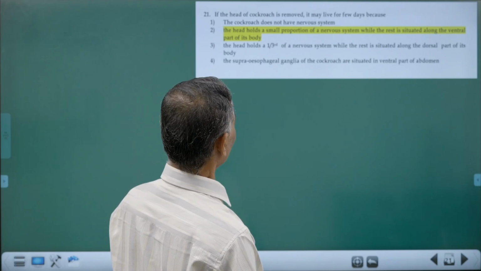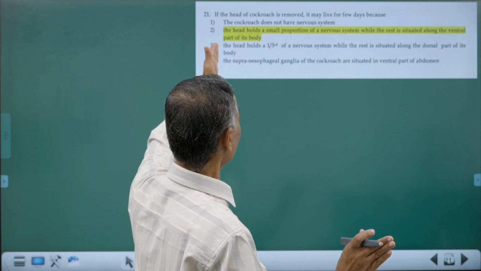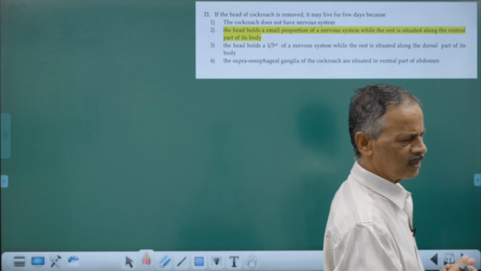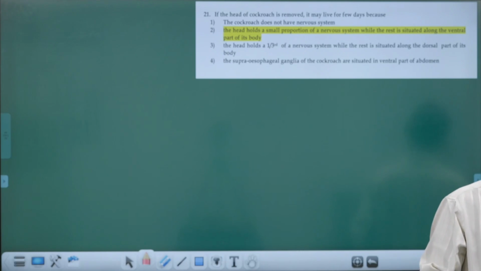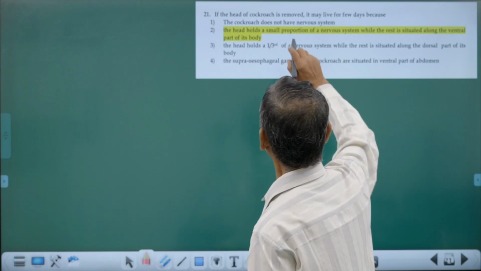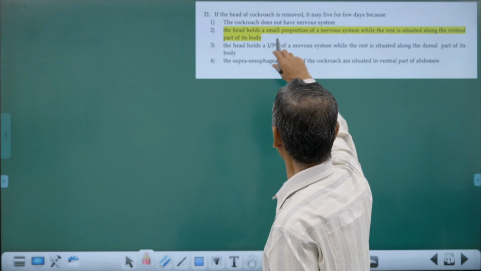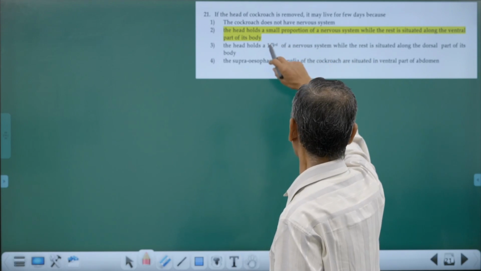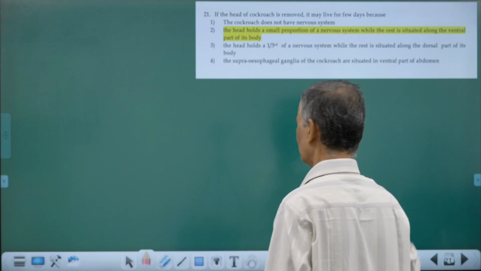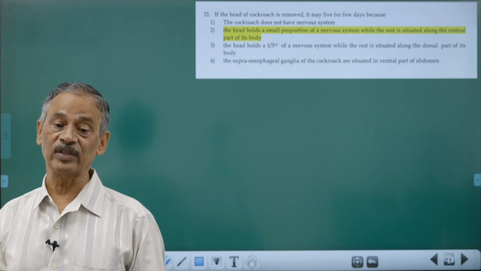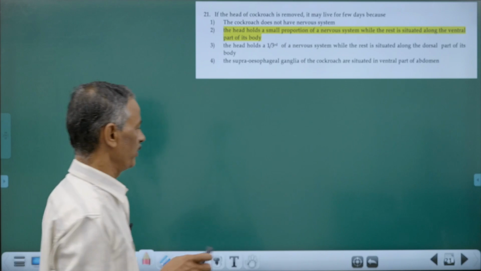Head of the cockroach, I told you that. If the cockroach head is removed, it can go on living because the head contains only two sets of ganglia, supraesophageal and subesophageal, whereas the remaining 9 ganglia are present in the trunk part. So the cockroach does not have a nervous system? No, the head holds only a small part of the nervous system, while the rest is situated along the ventral part of the body. That is why a cockroach can go on living for more than 1 week, even if the head is cut off.